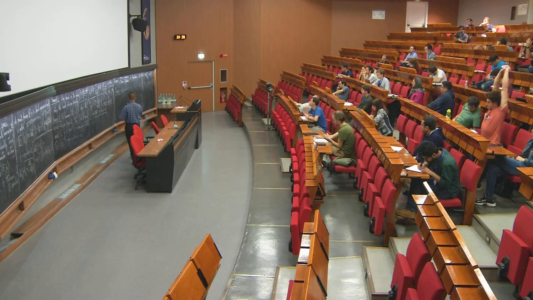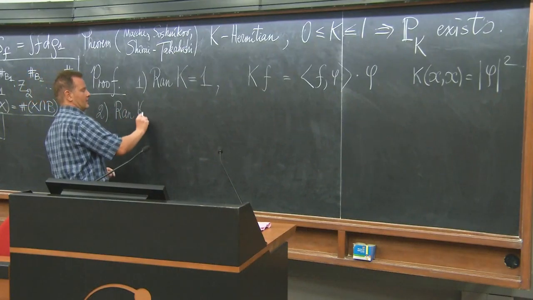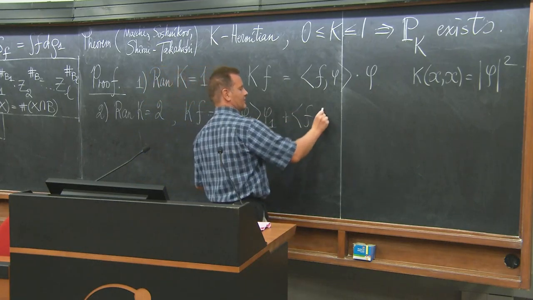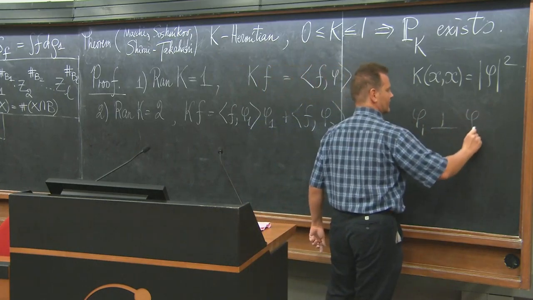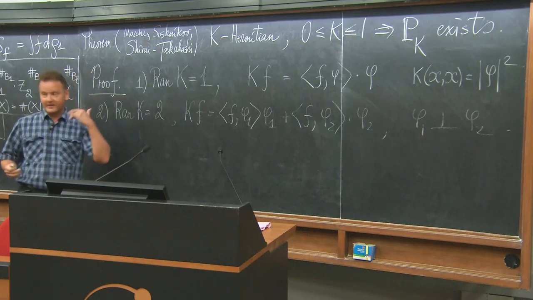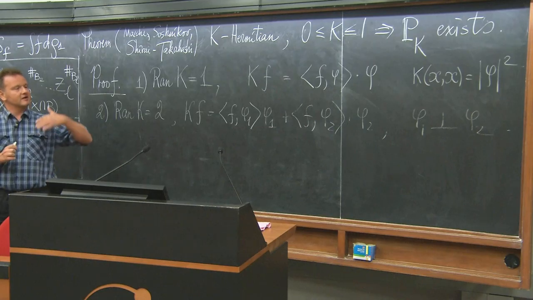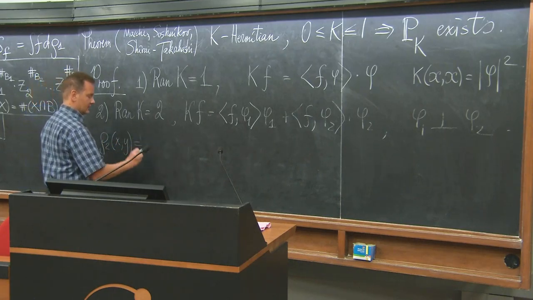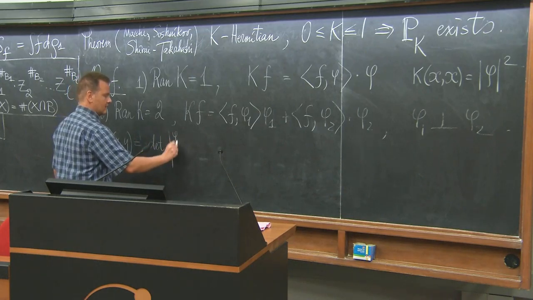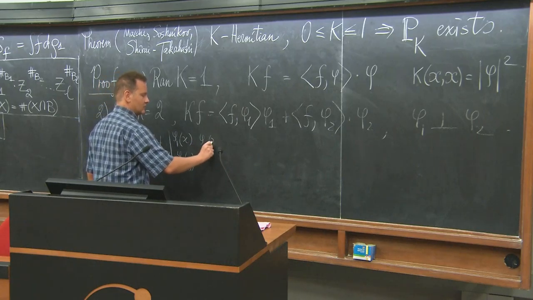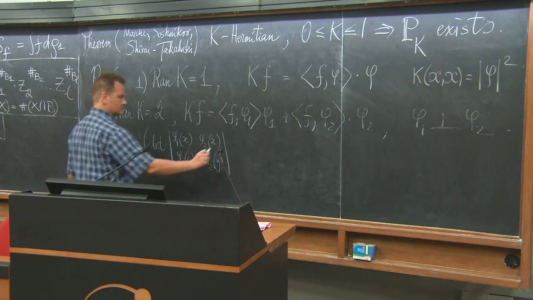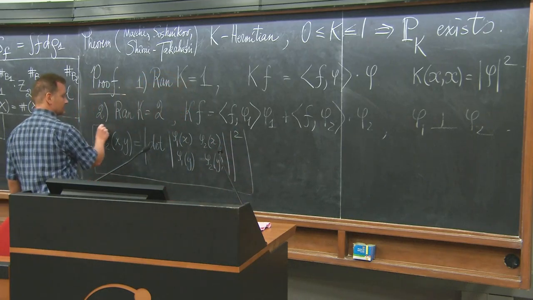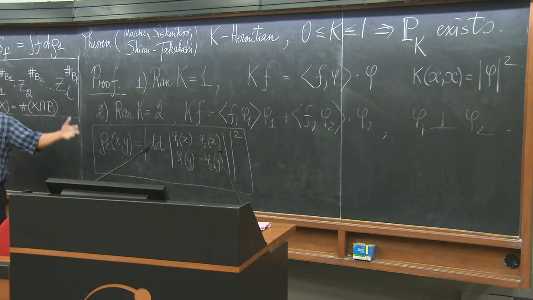Okay, but in any event, here is the case of rank k equals 1. So, okay, let's do rank k equals 2. So, K f is f phi 1 phi 1 plus f phi 2 phi 2. Phi 1 and phi 2 are orthogonal. So then, again, one can check. The first correlation function is what it is. The second correlation function is just the determinant, in fact: the determinant of phi 1 of x, phi 1 of y, phi 2 of x, phi 2 of y, squared in absolute value. Very nice.